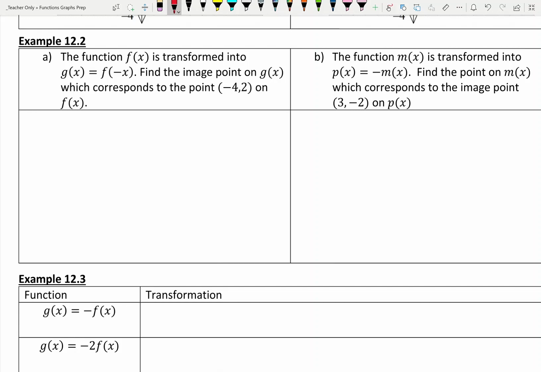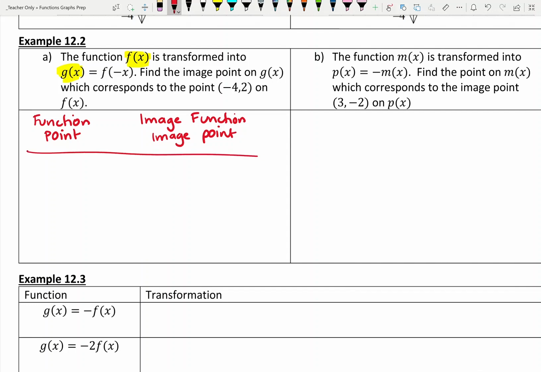Anytime we're talking about functions being transformed, we have our original function, which we simply call the function, and then we've got our second function, which is called the image function. On the original function, we'll have a point, and on the image function, we have an image point. So what we're going to look for in this example is the image point that corresponds to a certain point on the original function. And we don't actually need to know either the original function or the image function to be able to do this. We just need to know the transformation that's happened between them.